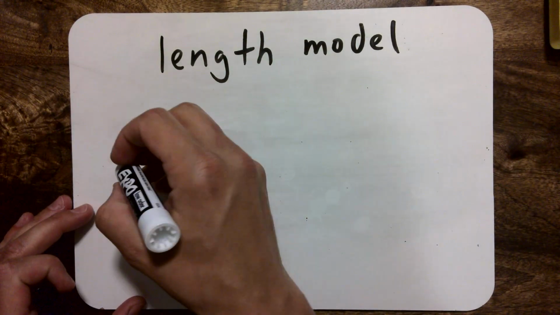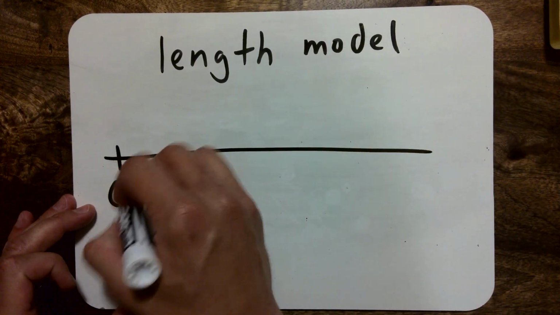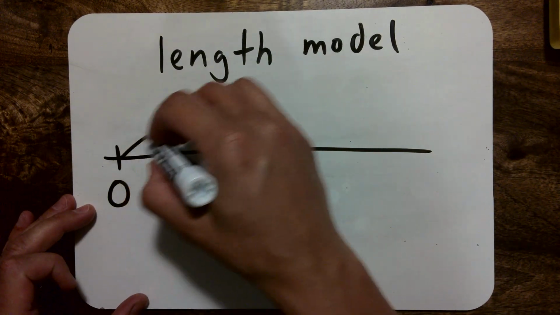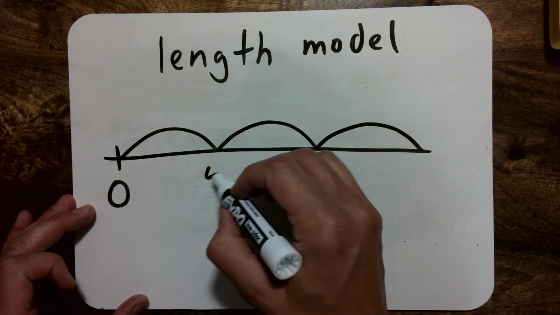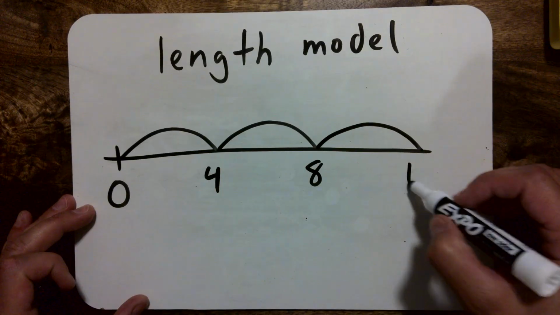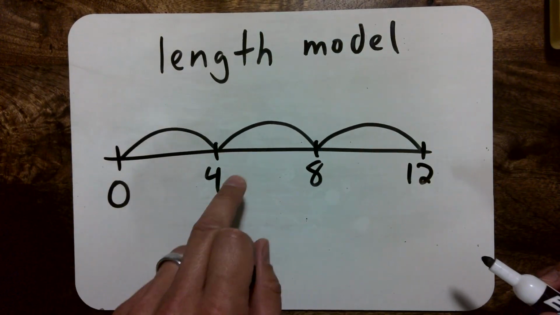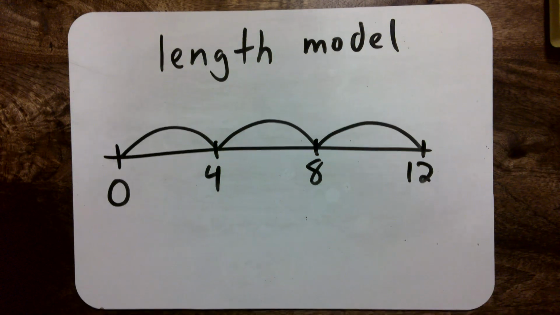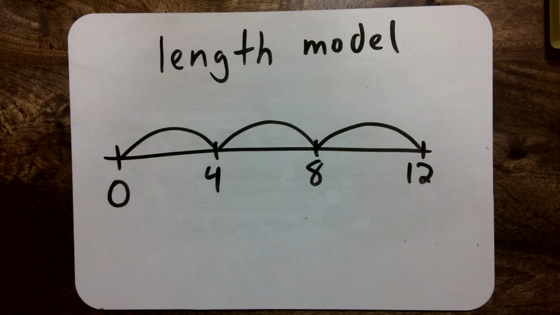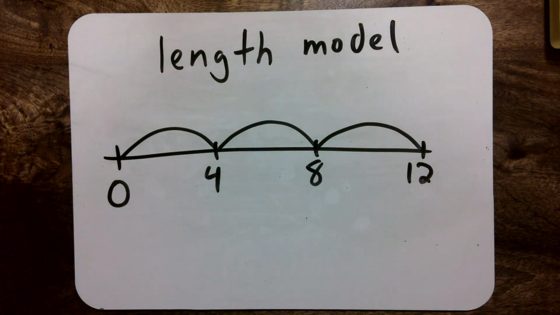And then for length models, a common representational model is going to be our number line. So for multiplication, we might just show each group as different hops, or you might have different bars that are drawn right next to the actual number line. But either way, we can see we have 3 different groups that each have a size of 4. So 3 times 4, and it has a total length of 12.